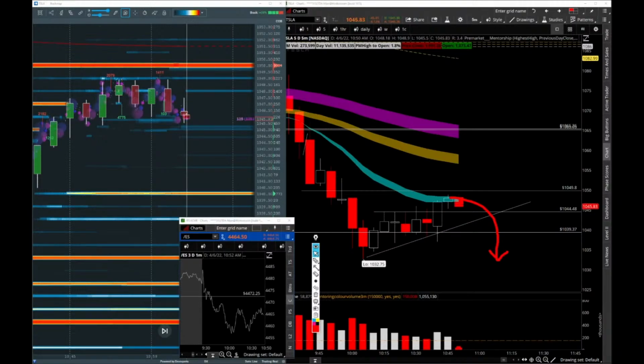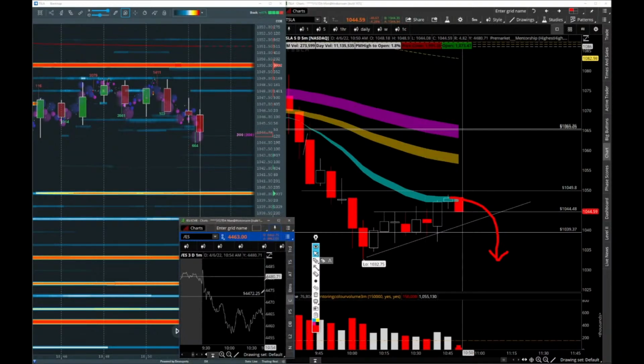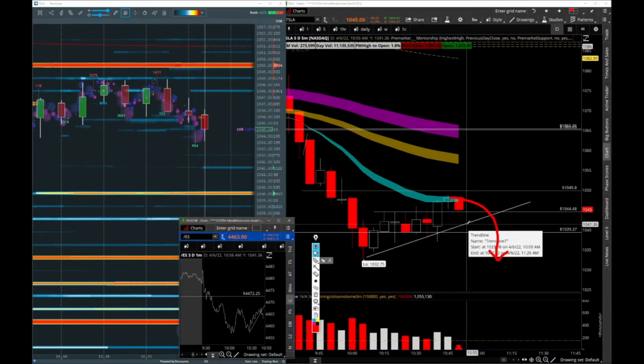So adding a little bit over here, 1046 and 20s. So adding a short 1046 and 20s. Always risking in the money. Now my risk is this 50s. Okay, so playing over here. I like it, yes. Nice breakdown on this trend line. Now next target is this 1041.